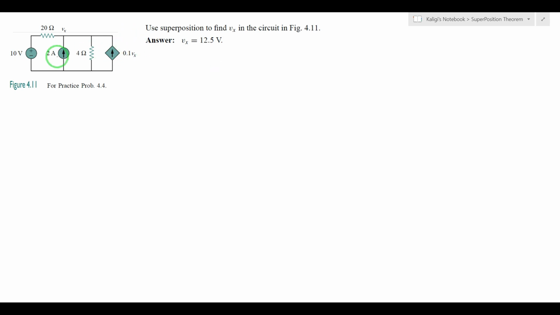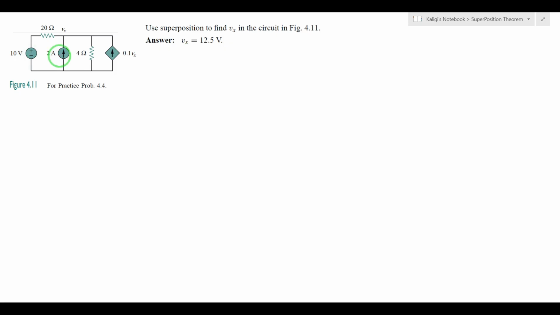So see how many sources there are in the circuit: 1, 2, 3. Sources means whatever it is, independent or dependent, that is a source: voltage source, current source, and this is also a dependent current source. But don't consider the dependent sources. In the superposition theorem, please count only independent sources, because dependent sources are uncountable. Voltage sources and current sources are the independent sources.